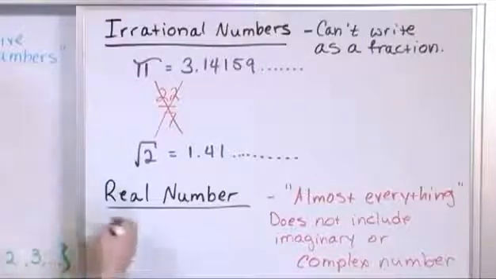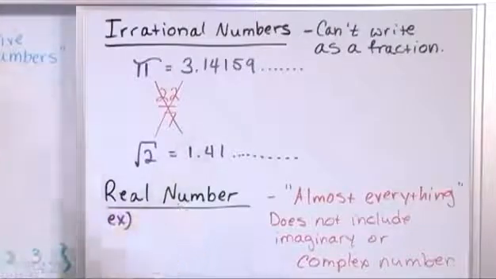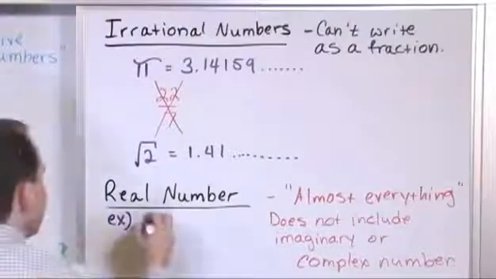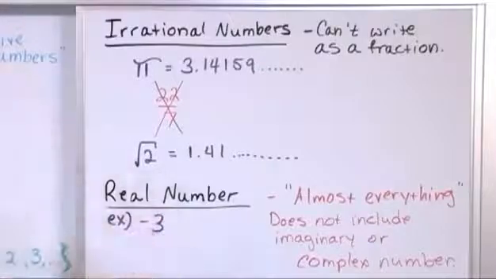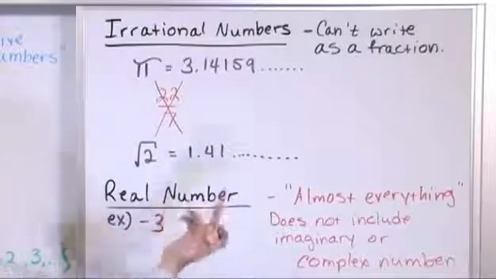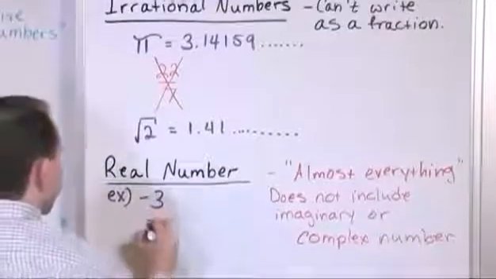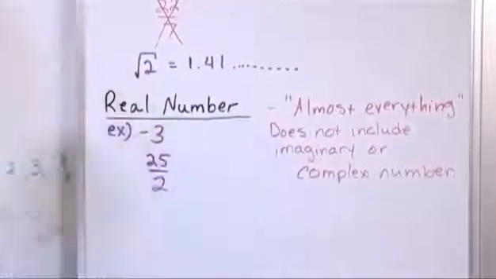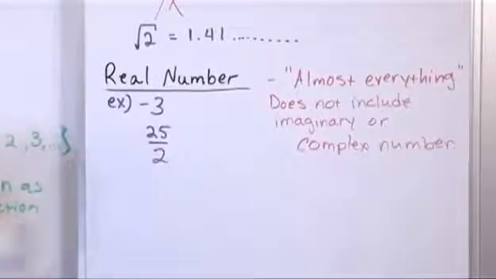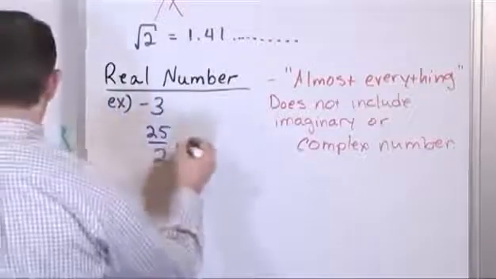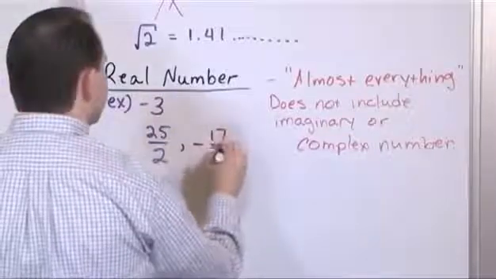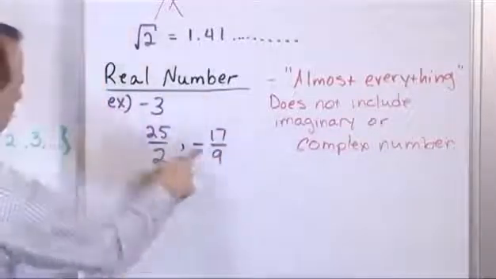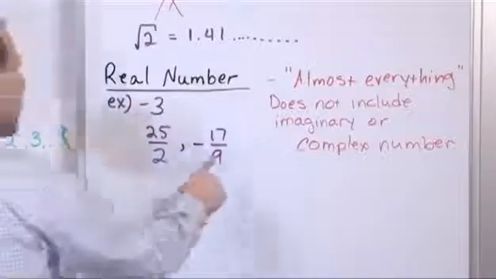Now, some examples. I don't really need to give too many because, like I told you, it includes almost everything, but the number -3. It's an integer, a negative number. That's a real number. There's no i here, so it's real. 25/2. That's a fraction. That's fine. It's a real number. There's no i here. There's no i indicating that it's imaginary. What about -17/9? That's a fraction. It happens to be negative. That's okay. It's a real number because there's no i here.